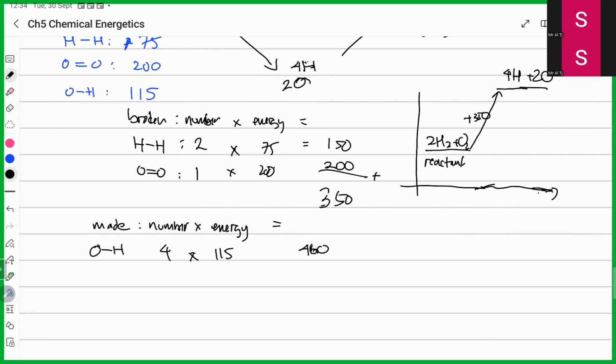Now, this 460 is always negative, always going down. So the enthalpy change is going to be 350 minus 460, in this case negative 110. Then the enthalpy change will be negative 110 per mole.